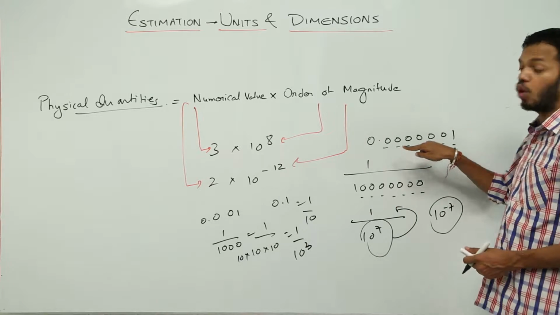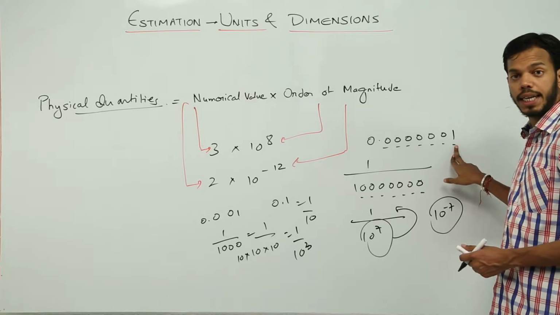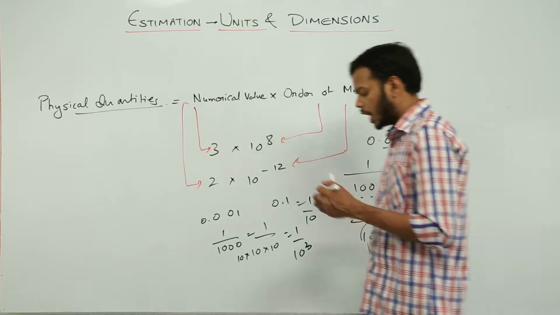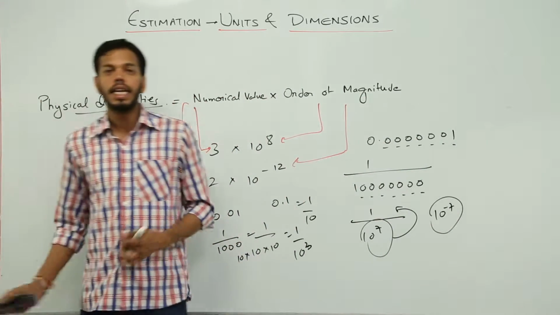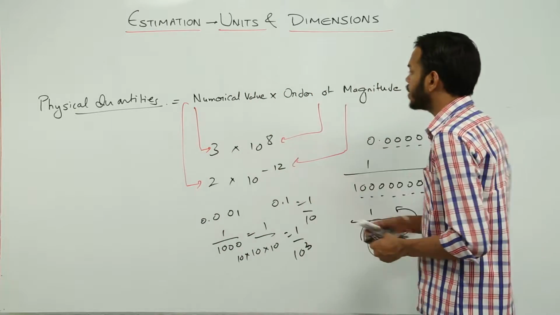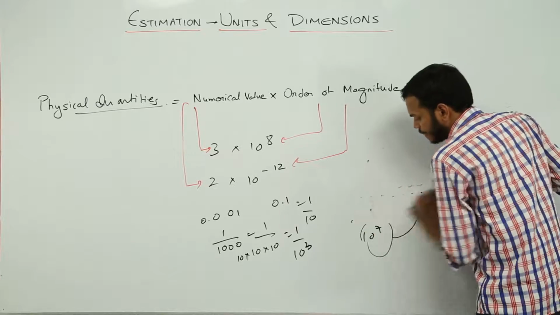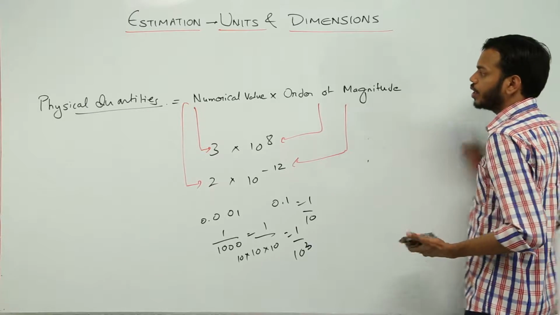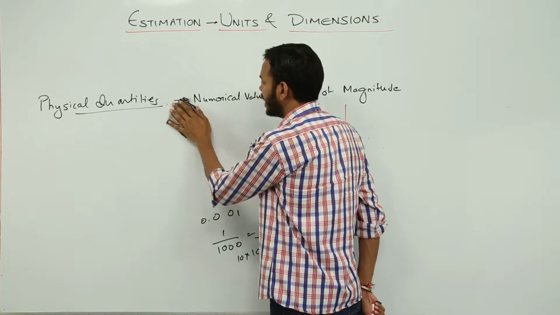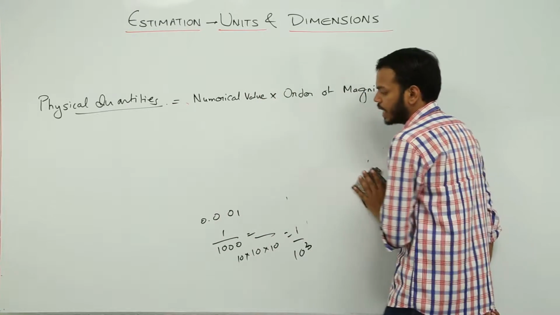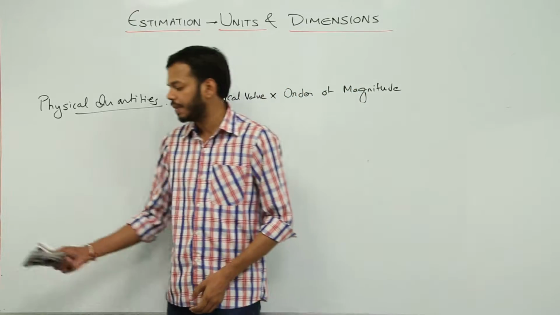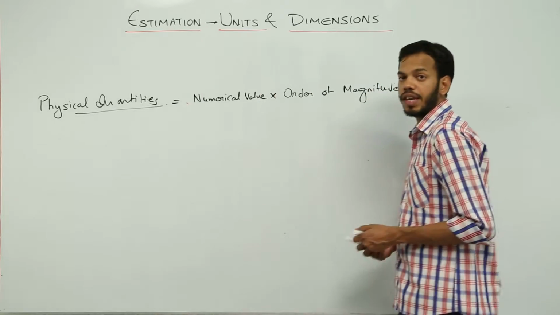So whatever physical quantity this particular term was representing, the order of magnitude of this is 10 raised to power minus 7. So now you are very clear about what is order of magnitude and what is numerical value. Any physical quantity is represented by these two terms, which are numerical value and order of magnitude. Now, do we have any particular set by which we define the order of magnitude? Yes, we have already named them. They are known as prefixes.